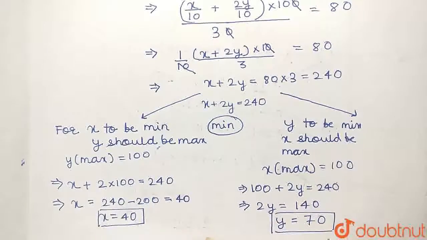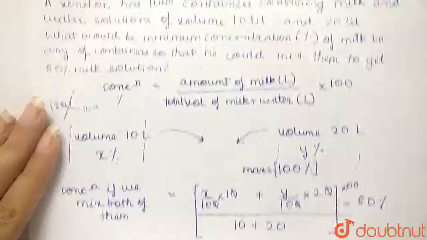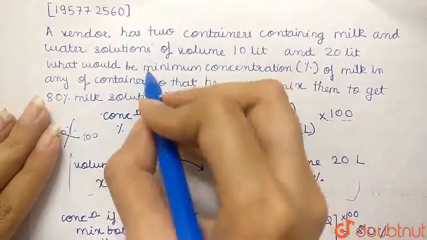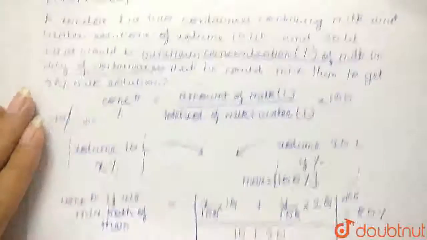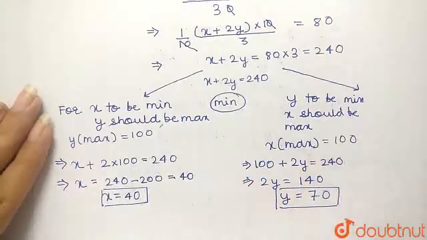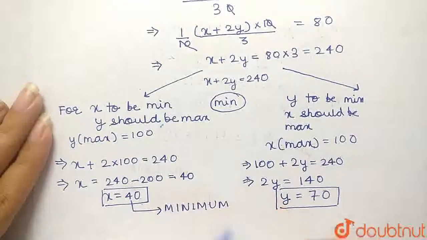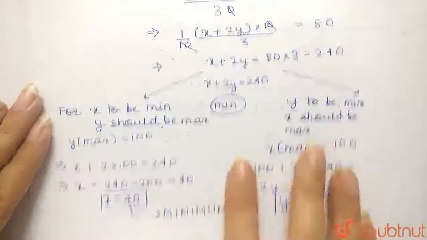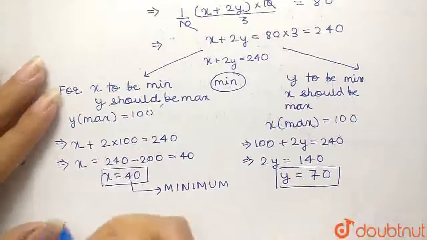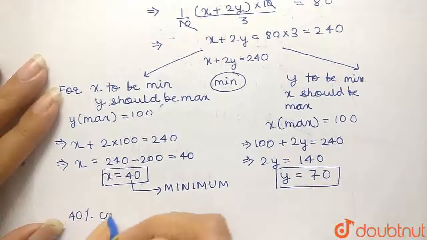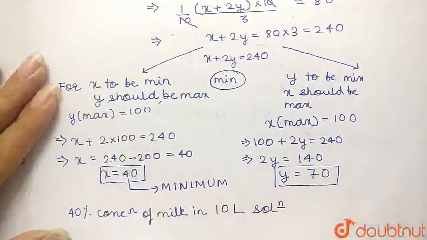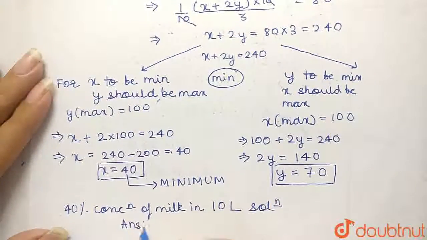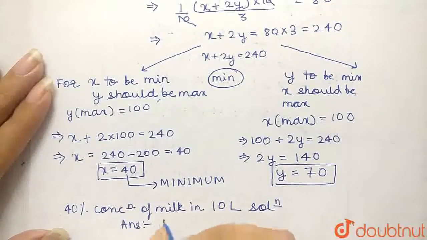Now we have got two values of concentrations. The question clearly states that we want to find the minimum concentration in any of the containers. So which one out of both of these is minimum? This is minimum in container 1 having 10 liter as we had assumed initially. So the final answer would be 40% concentration of milk in 10 liter solution. So ultimately the answer of minimum possible concentration would be 40.